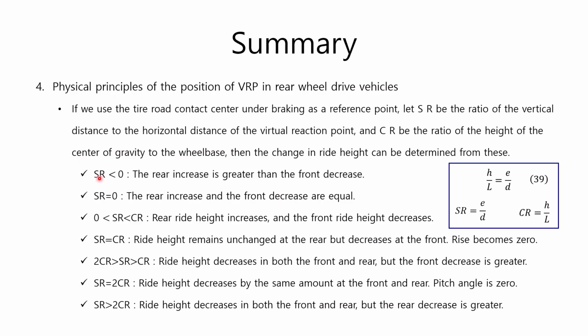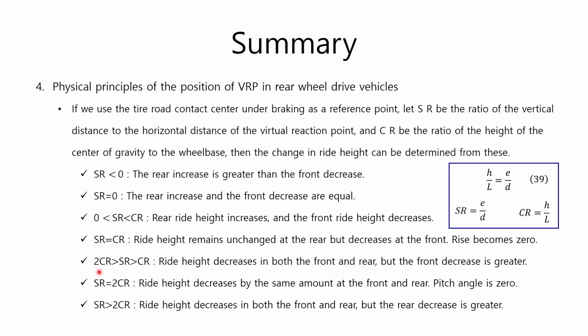If SR is less than 0, the rear increase is greater than the front decrease. If SR is 0, the magnitude of the rear increase and the front decrease are equal. If SR is greater than 0 and less than CR, the rear ride height increases and the front ride height decreases. If SR is equal to CR, the ride height remains unchanged at the rear but decreases at the front. In this case, the rise becomes 0.